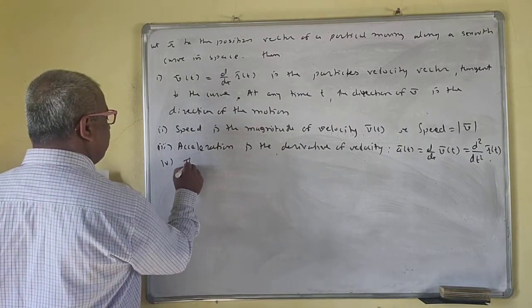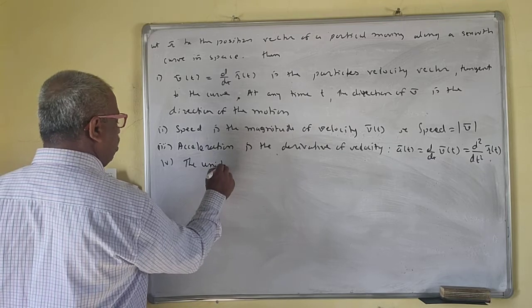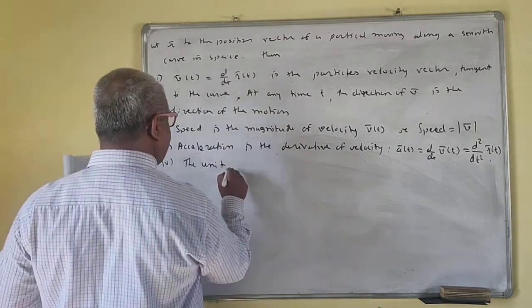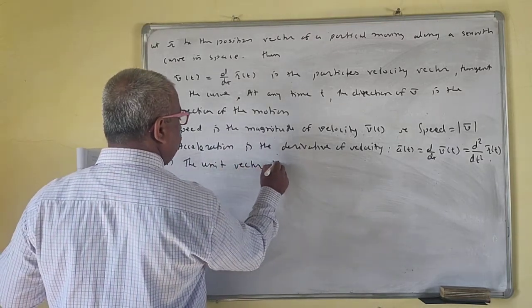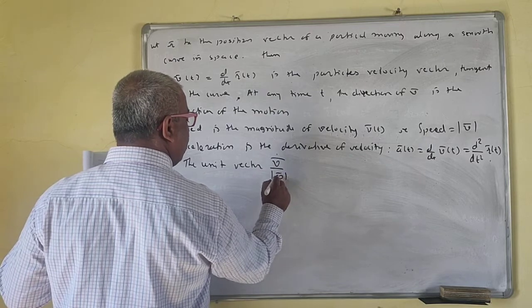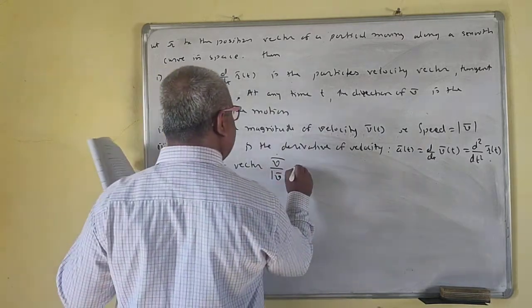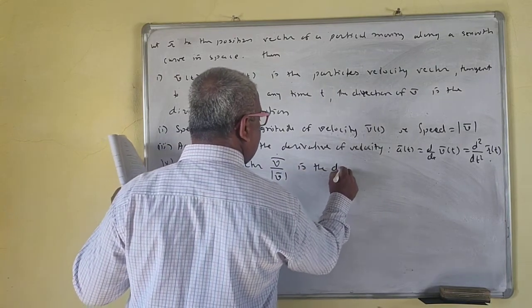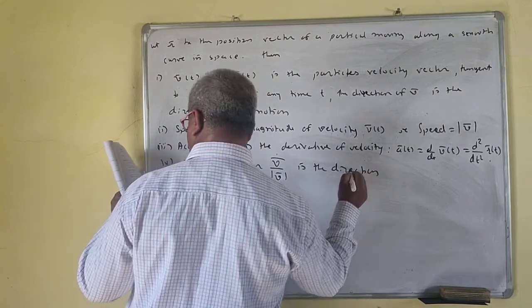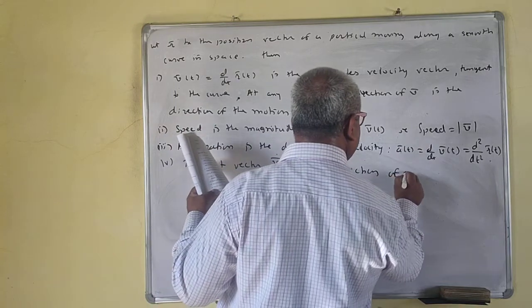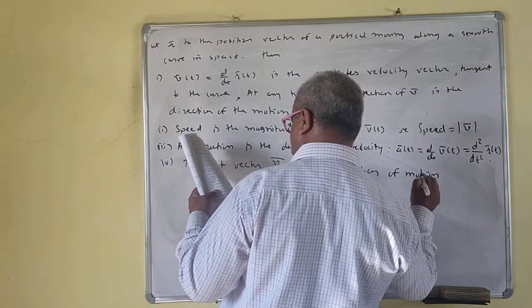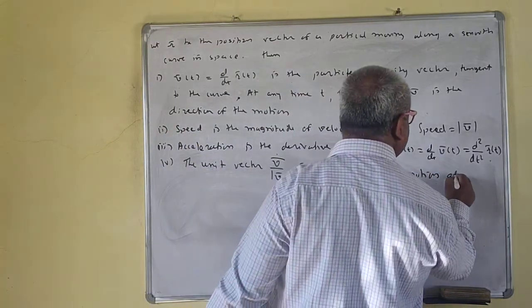And the fourth one. These are very important formulae. The unit vector v bar upon mod of v bar is the direction of motion at time t.